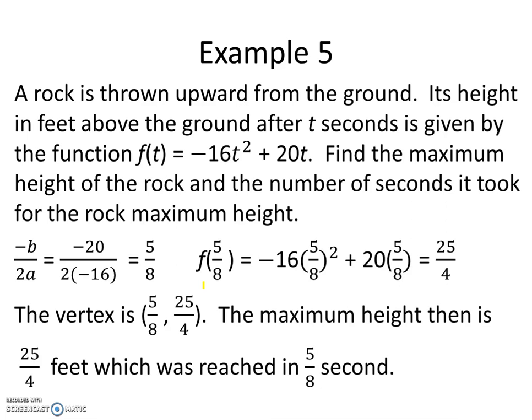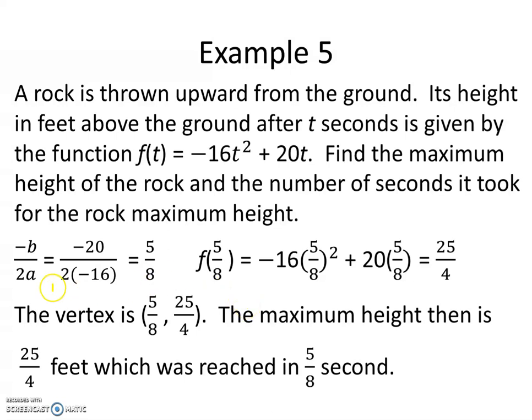On example 5, a rock is thrown upward from the ground. Its height in feet above the ground after t seconds is given by the function f(t) = -16t squared + 20t. They ask us to find the maximum height of the rock and the number of seconds it took for the rock to reach that maximum height.